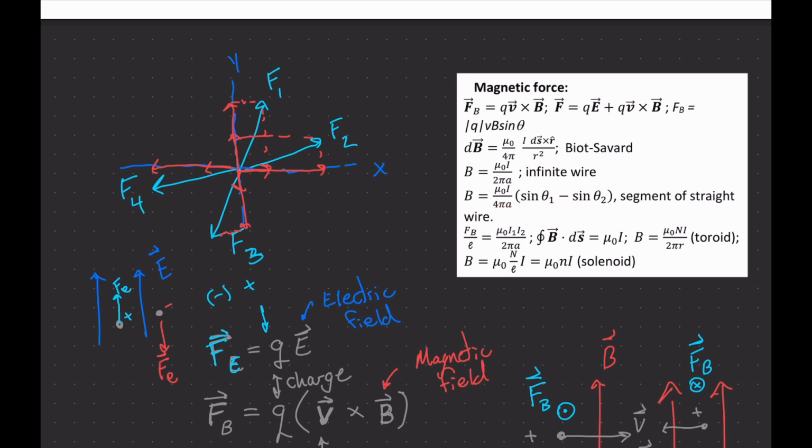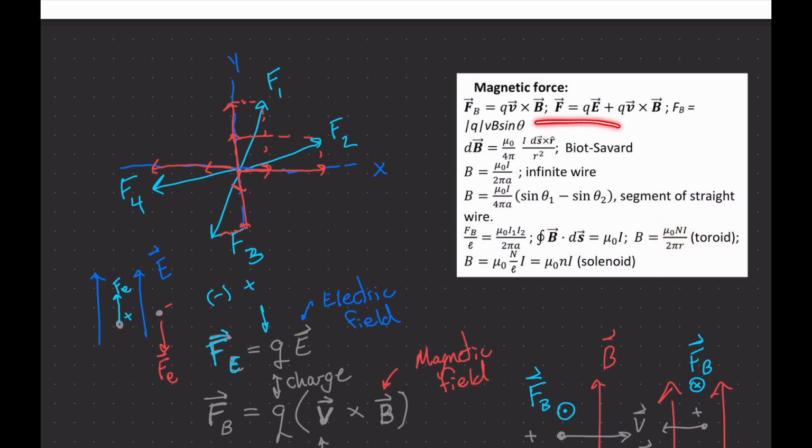Let's see if they do that anywhere else. So they actually do it over here. B is equal to mu naught n times I, or mu naught lowercase n times I, and they tell you solenoid. So this is the magnetic field of a solenoid over here. Same thing over here. They give you magnetic field equals all of this stuff, mu naught N I over 2 pi r, and they tell you toroid.